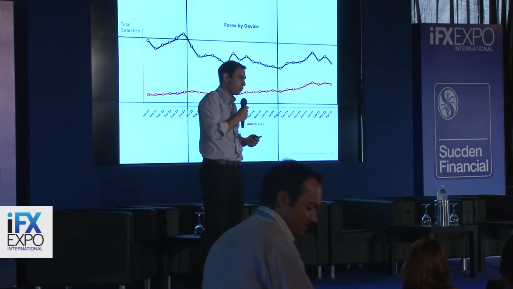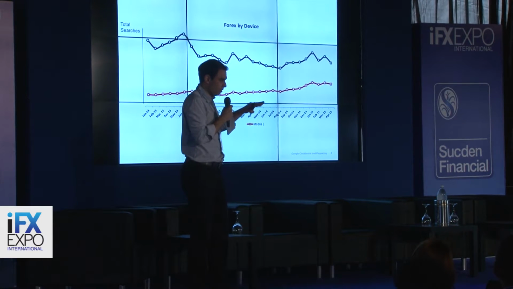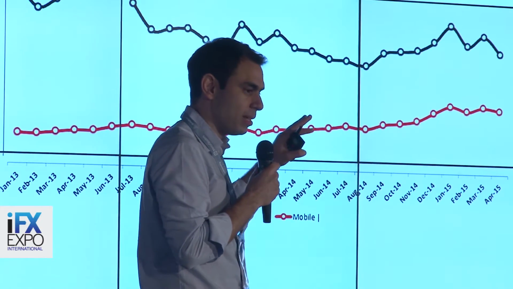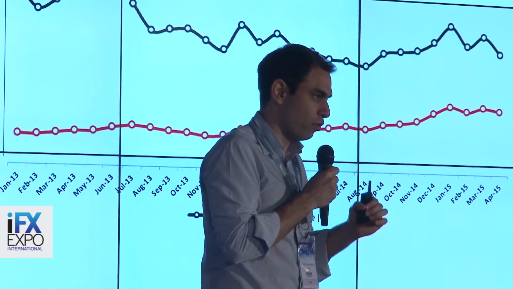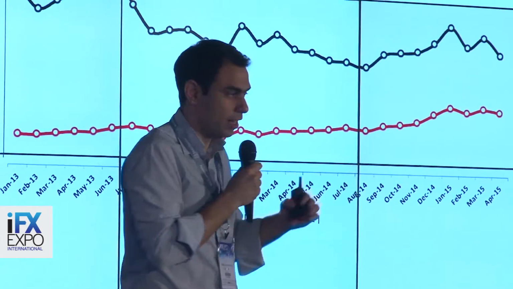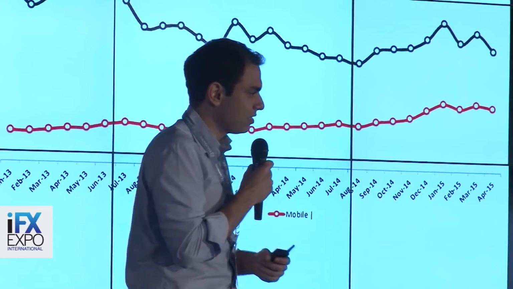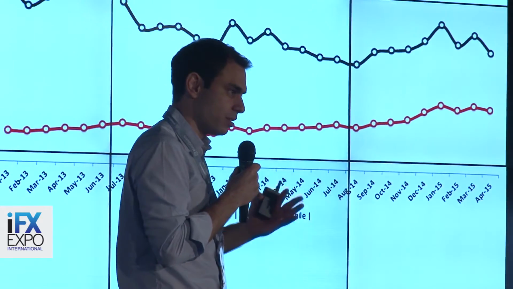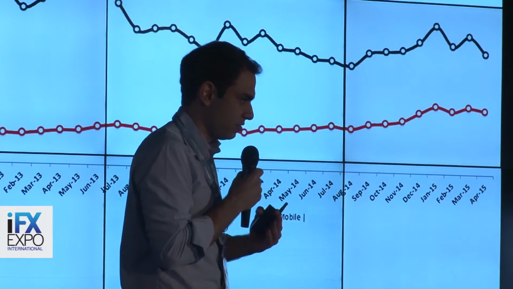Now, let's see where the growth is coming from. 2 lines. The black line is desktop. The red line is mobile. As you can see, these are global stats. Desktop has been pretty stable for Forex, but mobile has been growing quite significantly. So desktop is almost flat. It's growing 5% per year, but mobile is around 80%. So we do expect mobile searches to surpass those of desktop within the next 12 months in this industry.